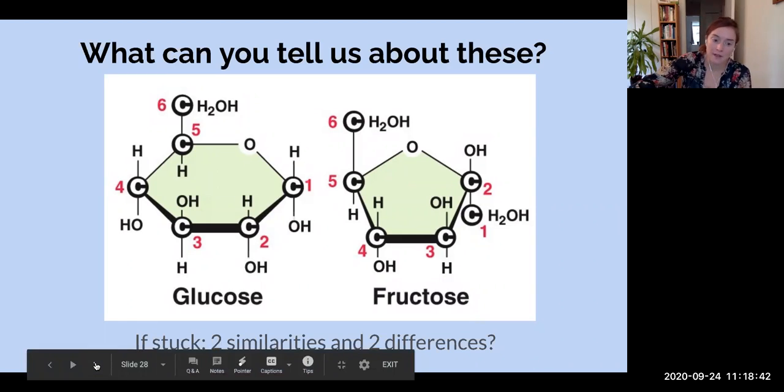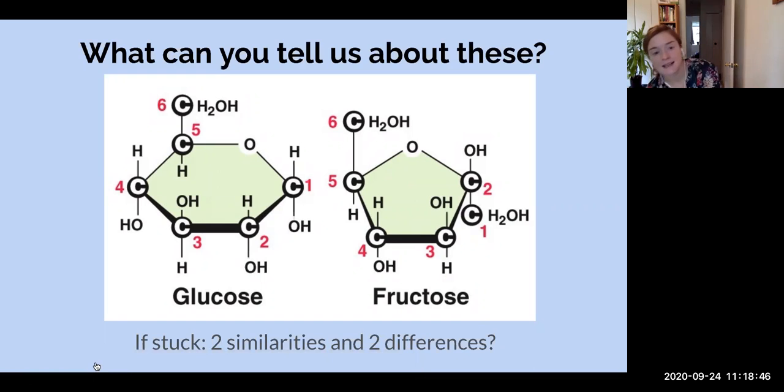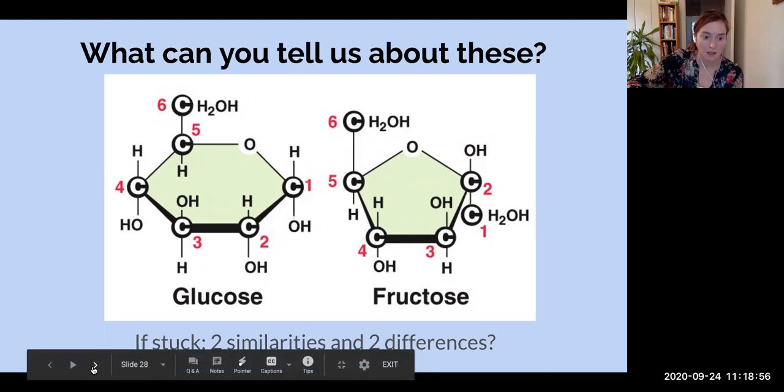So the one on the left is glucose. It is the main energy currency for all living things. And the one on the right tends to be a bit sweeter. It's fruit sugar, or fructose.